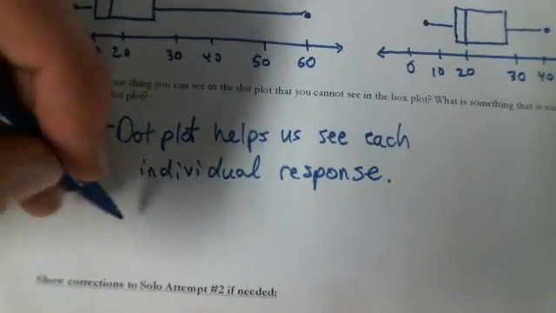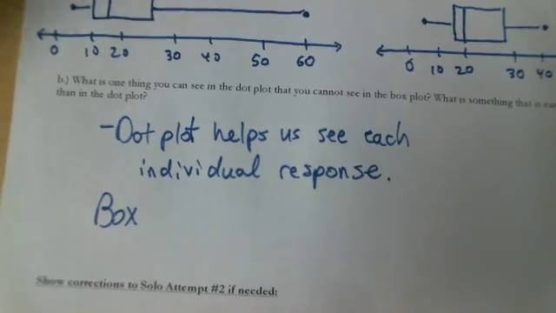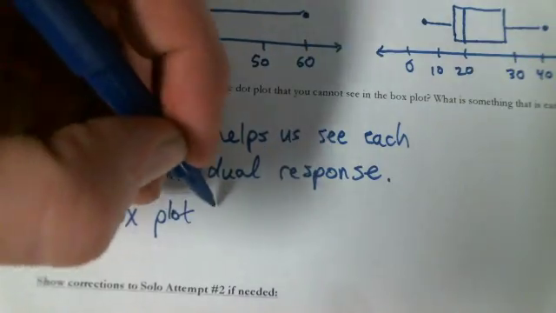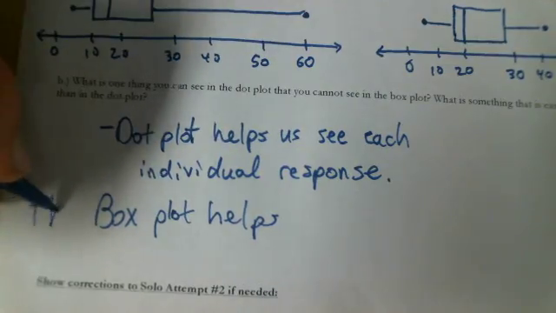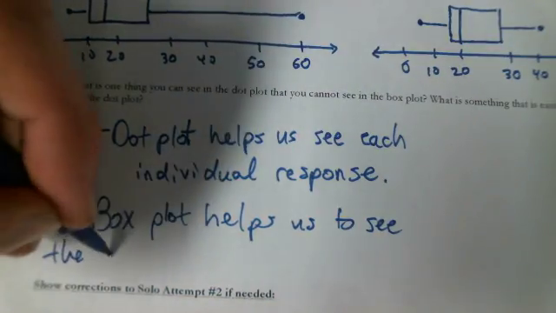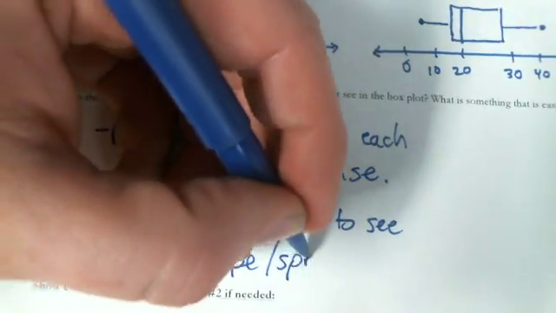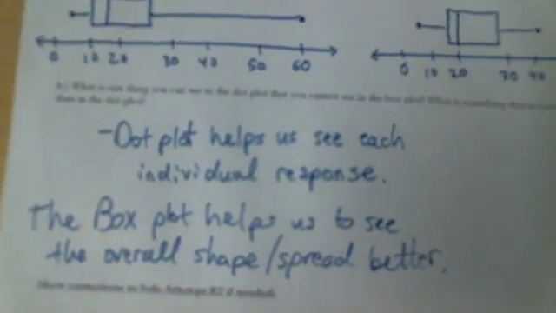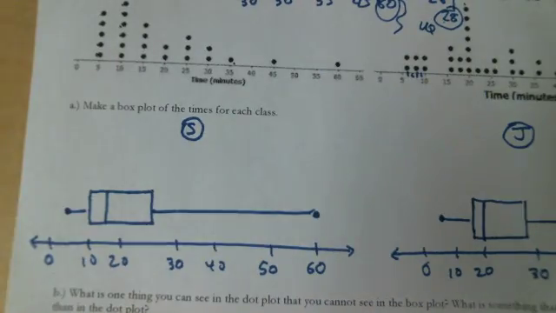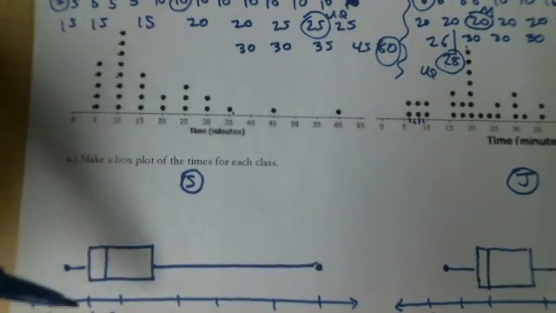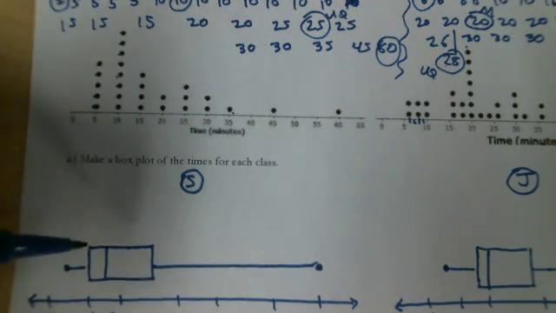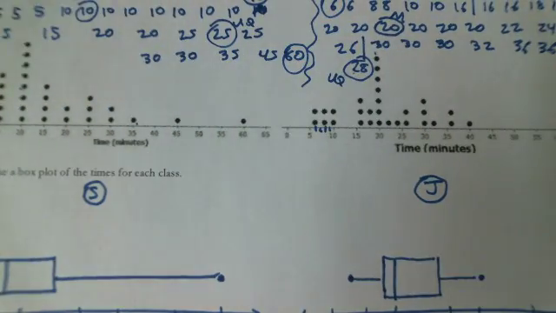Compared to the dot plot, the box plot helps us see the overall shape and spread of the data better. It's kind of like you get to zoom out. We don't have to see all the individual parts to be able to tell someone about the data. Both of these tell me it's skewed left, but the box plot does a better job of cutting to the chase, right? Compared to here, it's like, well, is this more variable than that? I don't know. It's kind of hard to tell.